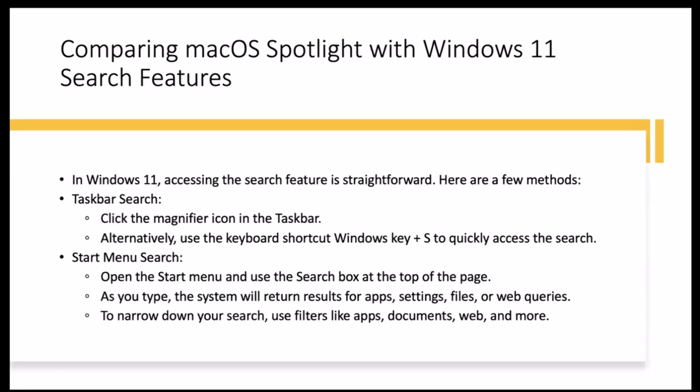In Windows 11, accessing the search feature is straightforward. Here are a few methods. For the taskbar search, you can click on the magnifying icon in the taskbar. Alternatively, use the keyboard shortcut Windows key plus S to quickly access the search. If you use the Start menu search, you can open the Start menu and use the search box at the top of the page. As you type, the system will return results for apps, settings, files, or web queries. To narrow down your search, use filters like apps, documents, web, and more.